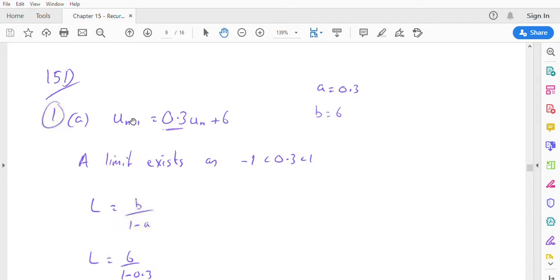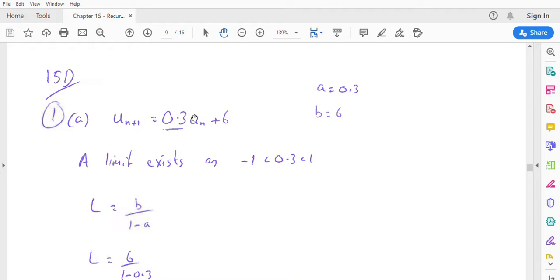So as you'll know from the videos you've watched already, to find the limit of a sequence we need to use the formula b over 1 minus a. But a limit only exists if the coefficient of un, the value we're multiplying un by, lies between -1 and 1. Okay, so let's have a look at this question.